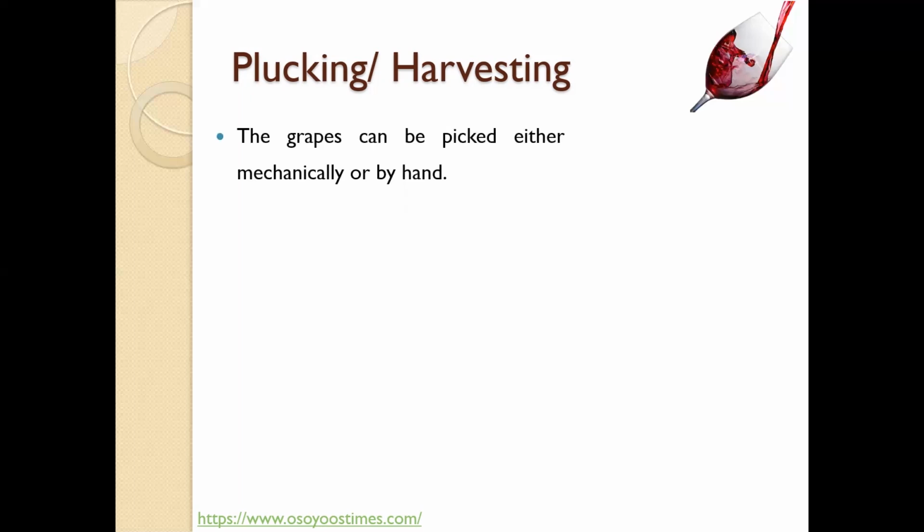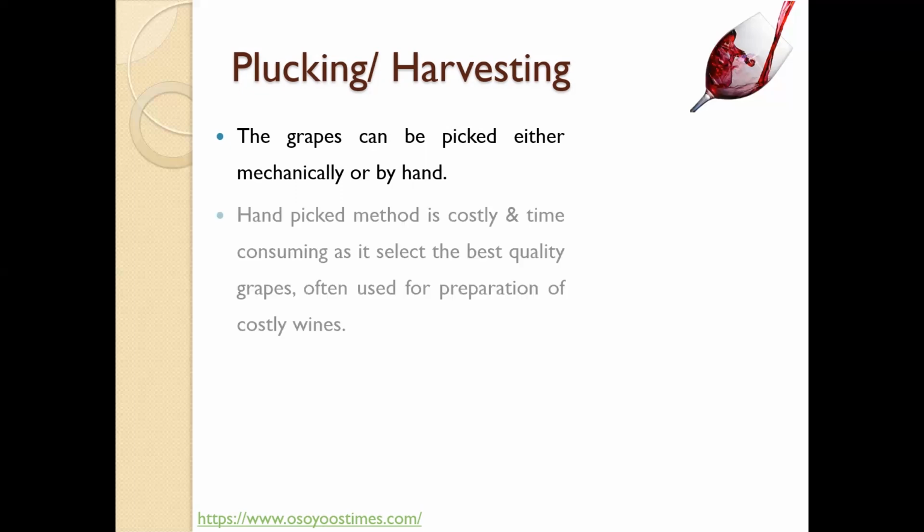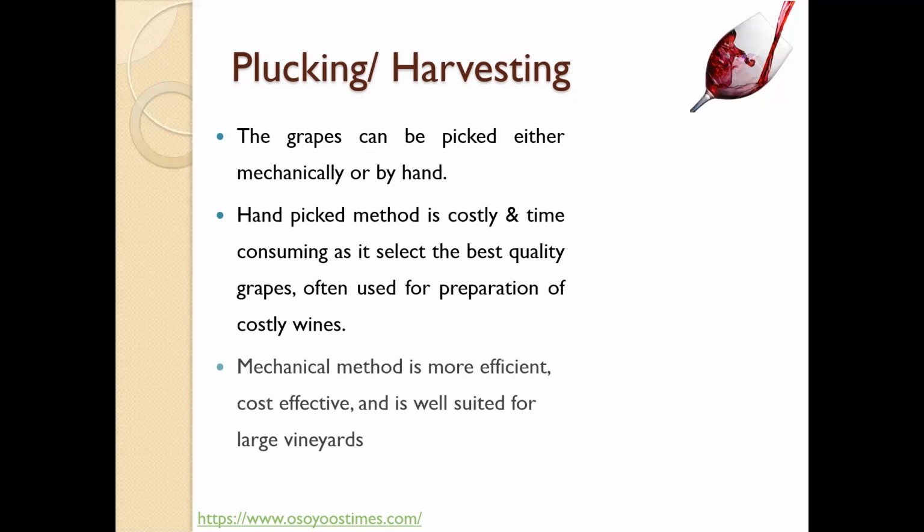The grapes can be picked either mechanically or by hand. The hand-picked method is costly as it is time-consuming, and it selects the best quality grapes. Often, hand-picked grapes are used for costlier wine. The next is the mechanical method, which is more efficient, cost-effective, and well suited for larger vineyards.